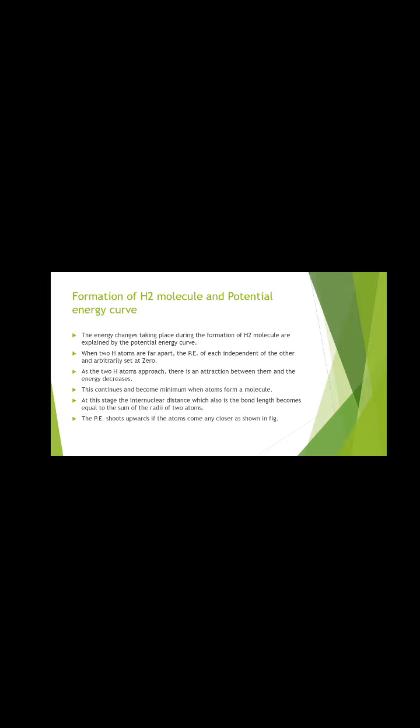But when these two hydrogen atoms approach each other, then some kind of force of attraction develops between the two atoms. As a result, energy decreases. This continues and becomes minimum when the atoms form the molecule. At this stage, the internuclear distance, which is also called the bond length, becomes equal to the sum of the radii of two atoms. This can be understood with the help of the potential energy curve diagram.